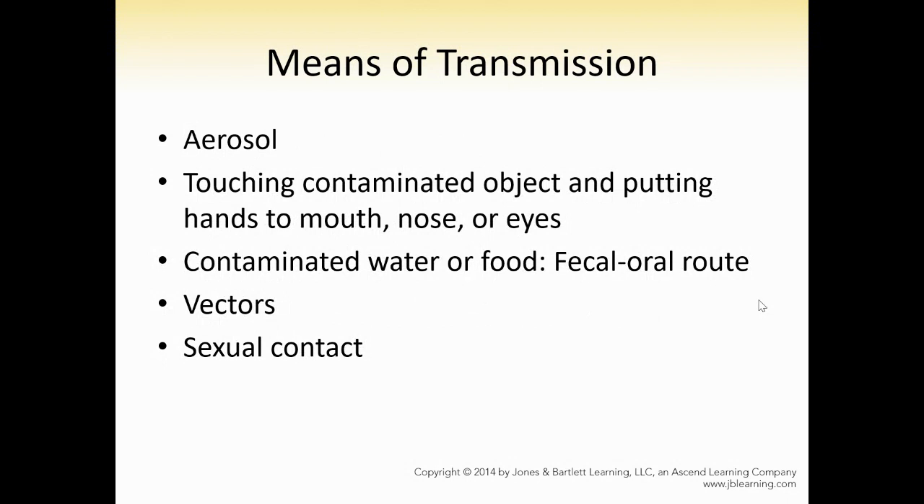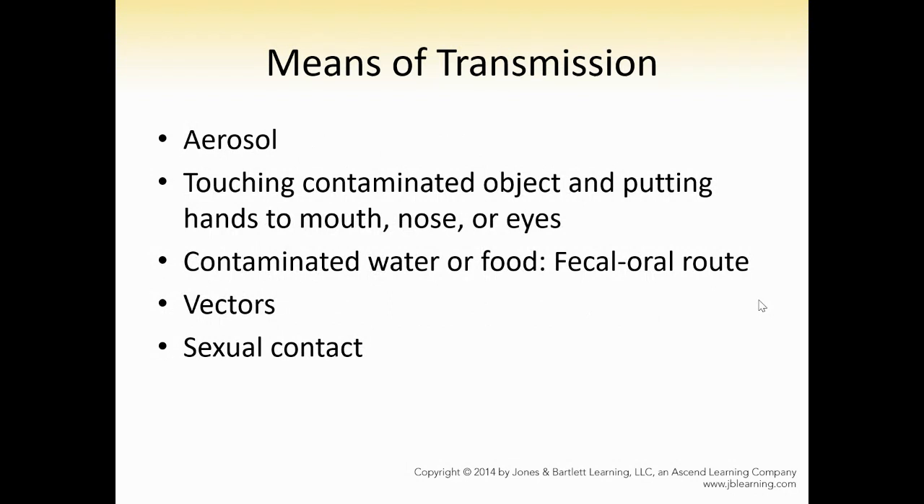Here are means of transmission. It could be aerosol, meaning it's in the air, it's in your spit, or your coughing. It could be through touching contaminated objects and putting your hands to your mouth, nose, or eyes. The reason that's important, we say, okay, you touch a contaminated object, but then you have to touch your mouth, nose, or eyes, because your skin is a barrier, right? It's a natural barrier. However, your mouth, inside your nose, and your eyes mainly consist of mucous membranes, which is not a barrier. And so if you touch your eye and you have something on your hand, it's going to immediately enter your body. Same with your mouth and your nose.